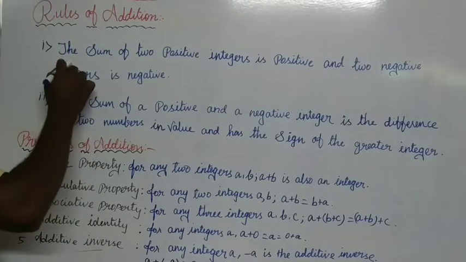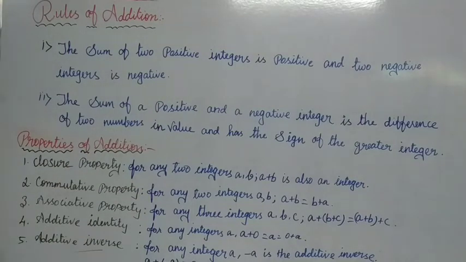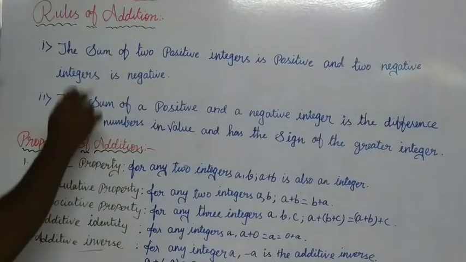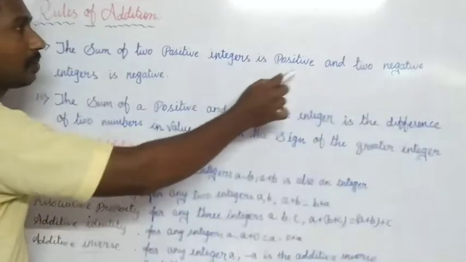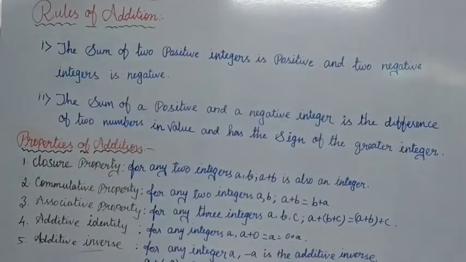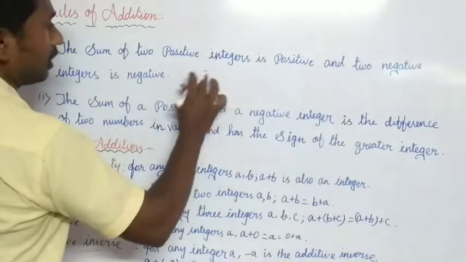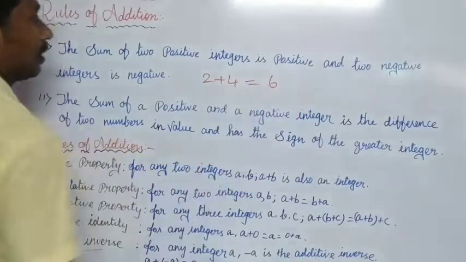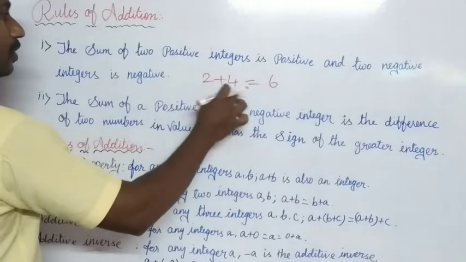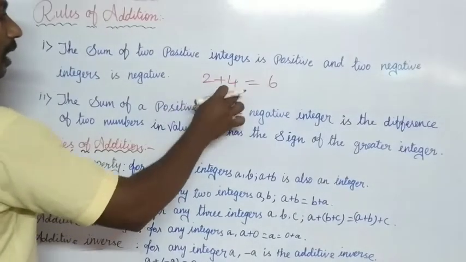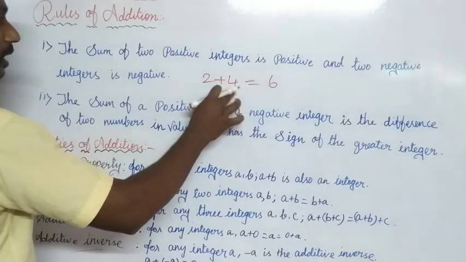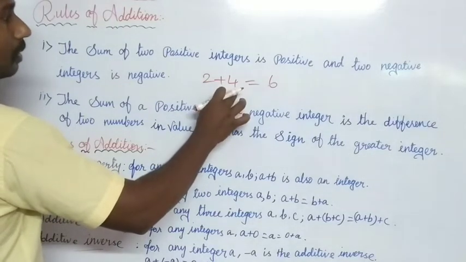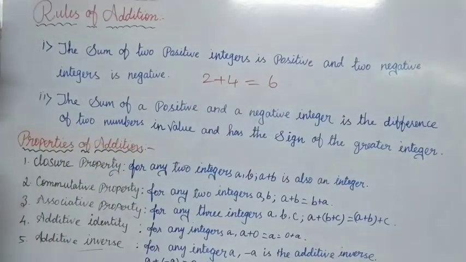The first rule is: the sum of two positive integers is positive, and the sum of two negative integers is negative. For example, 2 plus 4 is equal to plus 6. 2 is a positive integer and 4 is a positive integer, then the sum of the two positive integers is again a positive integer.